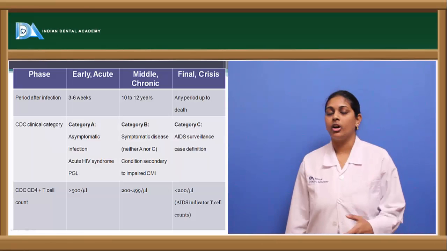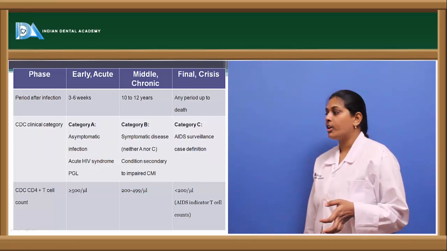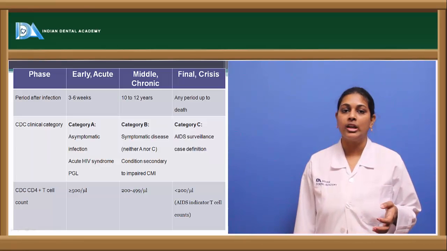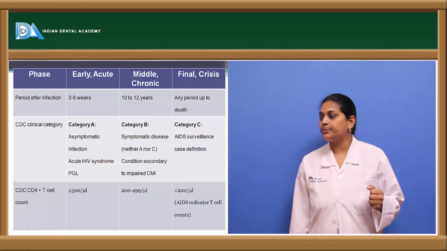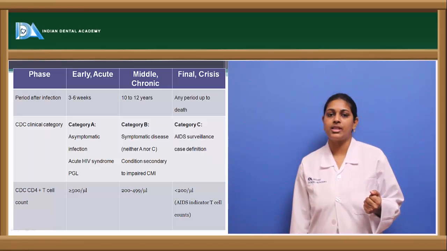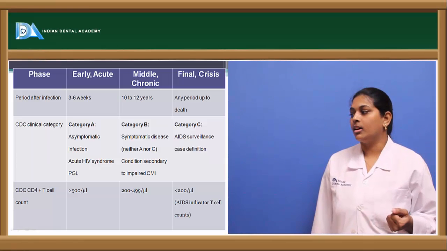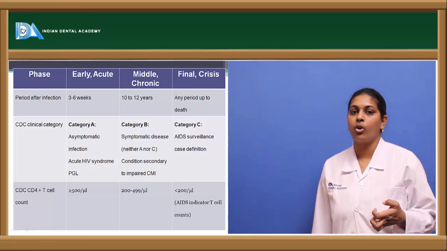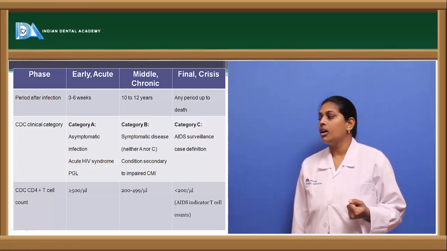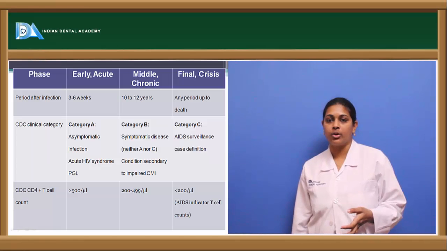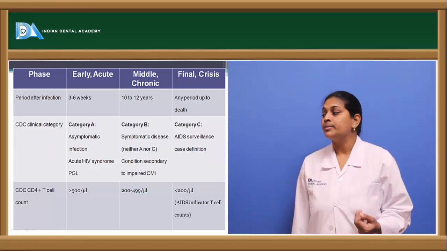Coming to the phases of HIV, it is divided into three phases. First is the early or acute phase, that is, 3 to 6 weeks after exposure to the HIV virus. In this phase, we usually see skin rashes, mild fever, malaise, and body pains. Since CD4 plus T cells are the target cells, there's a decrease in the CD4 plus T cells. It could reach 500 or a little higher than that.